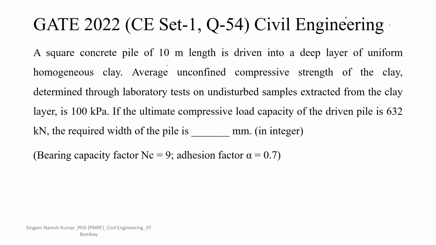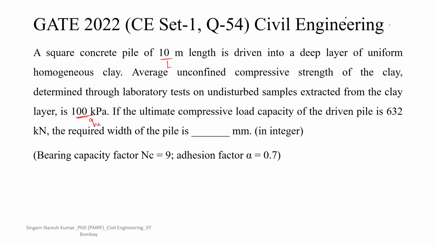Let's denote these with some letters here. A square concrete pile of 10-meter length, so let us give L for this, and it is driven into a deep layer of uniform homogeneous clay. What is homogeneous clay here? The clay which has the same strength at every point in every direction is called homogeneous. Now the unconfined compressive strength of the clay is given as 100 kPa, and this is denoted as Qu.